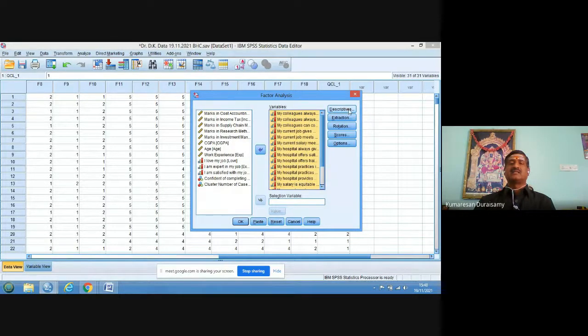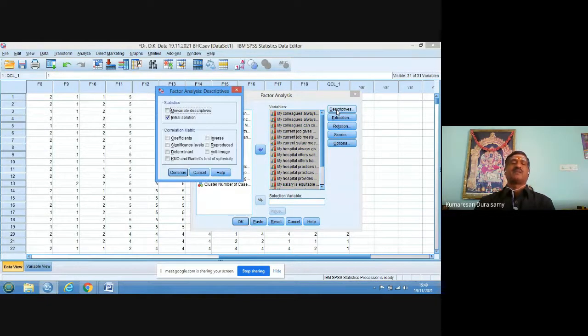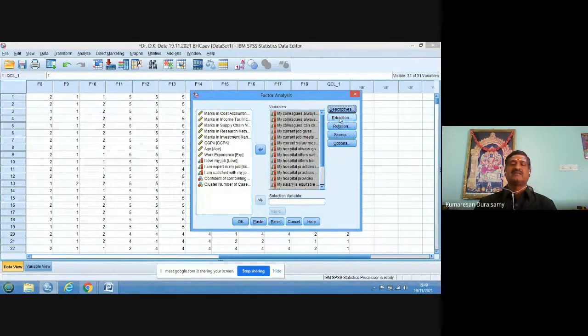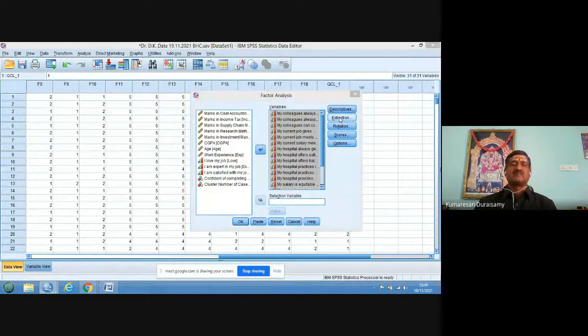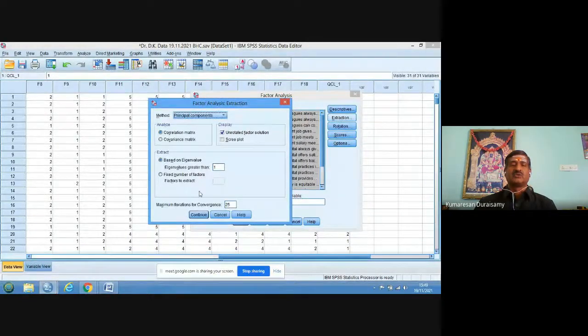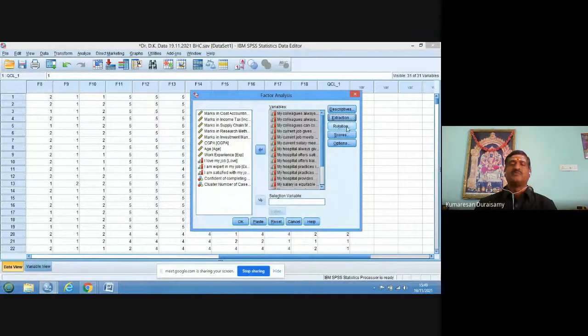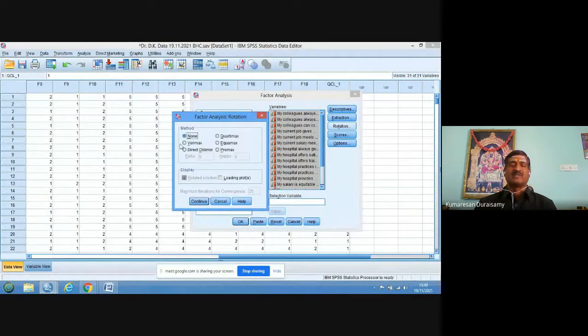Then 5 buttons are given on the right hand side. Select the Descriptives button. In the statistics, initial solution is selected. In the correlation matrix, you select KMO and Bartlett's test of sphericity. Okay. Continue. Then Extraction, we use the principal component analysis method. It is selected by default, so don't do anything. Continue. Then Rotation, we are using the Varimax method. None is selected by default, so change it to the Varimax method. Then okay.